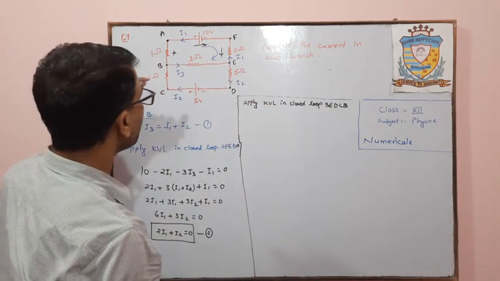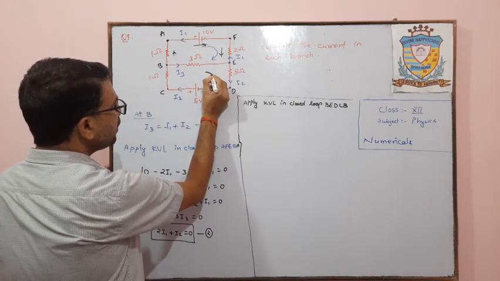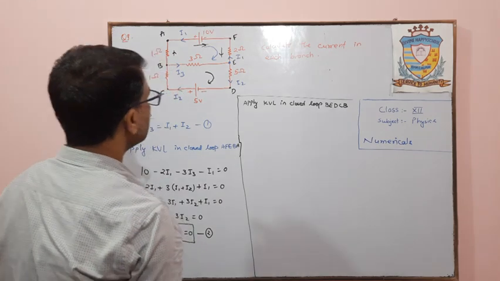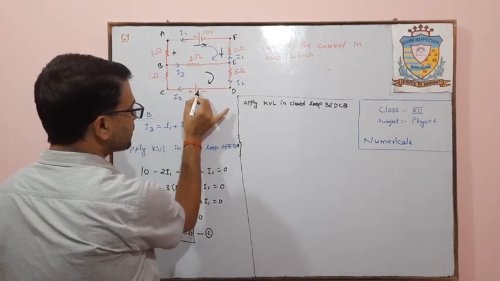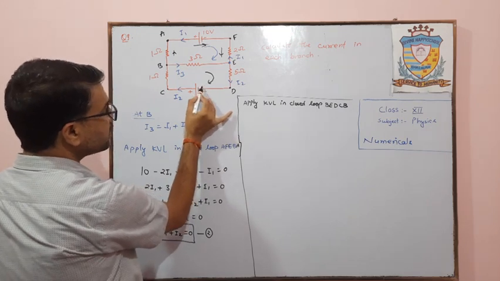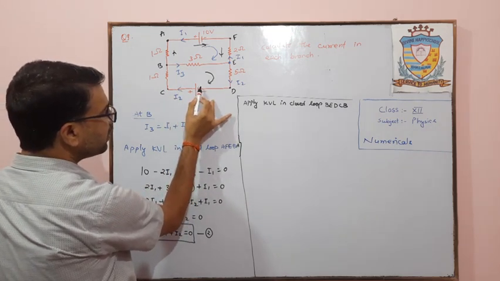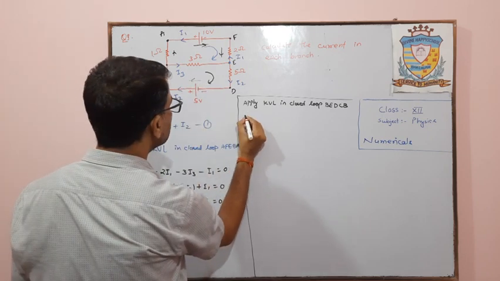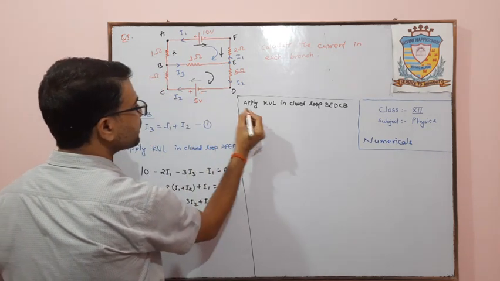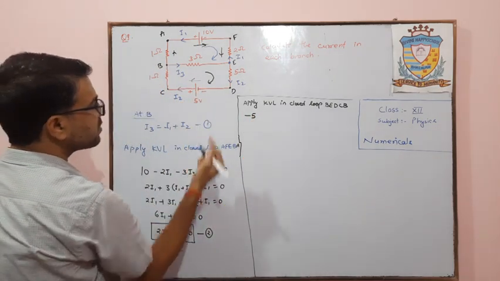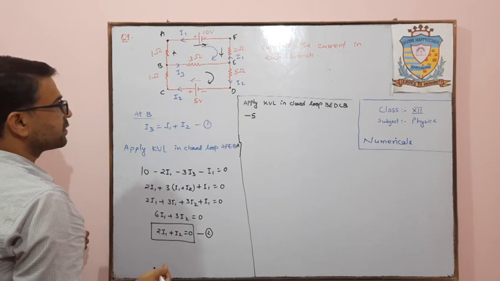Okay, and we'll choose the same clockwise direction. So here we'll start from this cell. The direction of calculation is clockwise, and in this case we are moving from negative to positive, so we'll choose minus 5. Or the first terminal of the battery that appears is negative, so it will be minus 5.